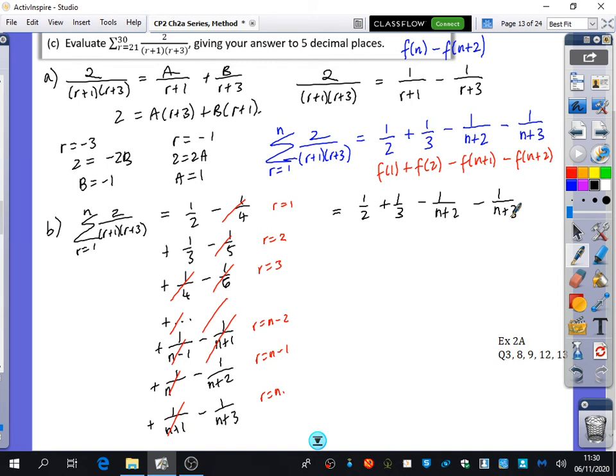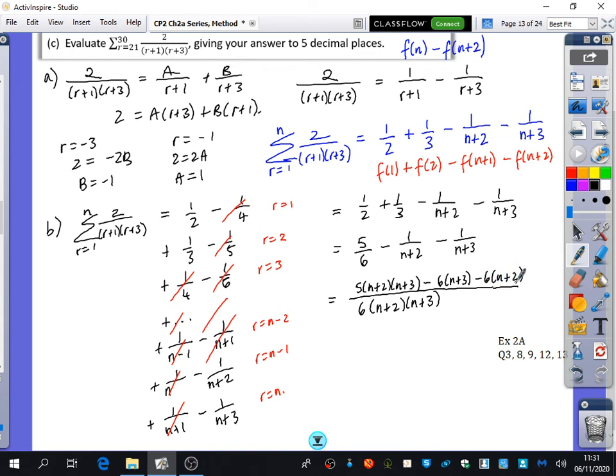And then the last part of this question is really just putting it all together, isn't it? So my technique to begin with would be to do a half plus a third, which is 5/6. 1, 2, 3, yeah, 5/6. So it's 5/6 minus 1 over n plus 2 minus 1 over n plus 3. So my common denominator will be this. And we'll just expand and go from there.